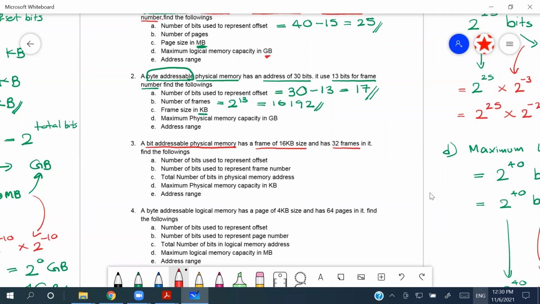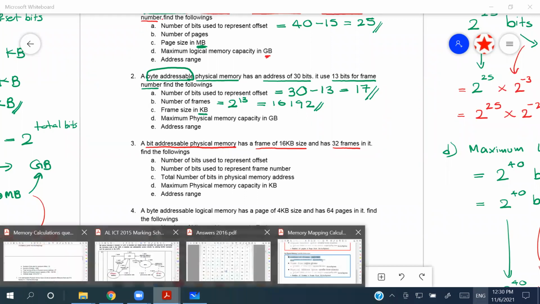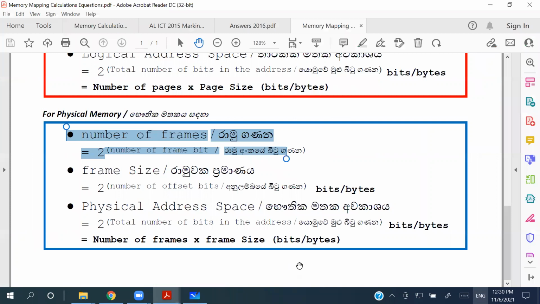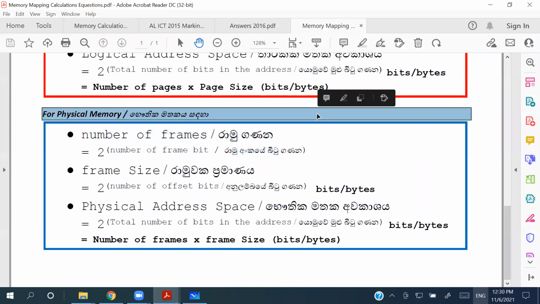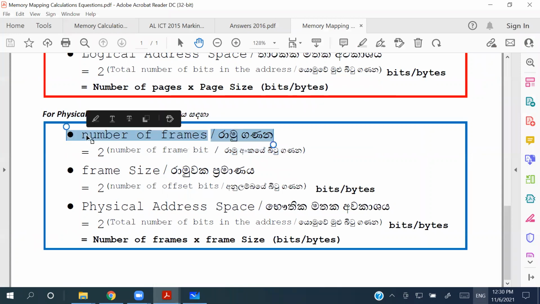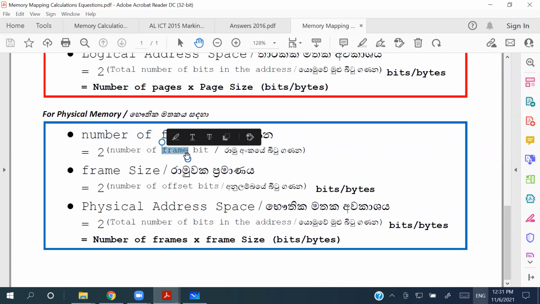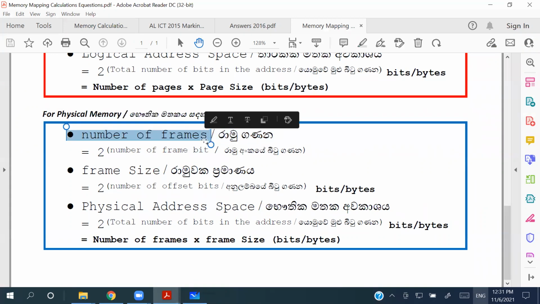So the frame is 16 kilobyte size. It has 32 frames, right? So if you look into the equations, since it is talking about the physical memory, it has given you the number of frames now. Earlier they had given the frame bits, so we could find the number of frames quickly. Now what they have given is the number of frames, so from that we have to find how many bits are there in the frame number.